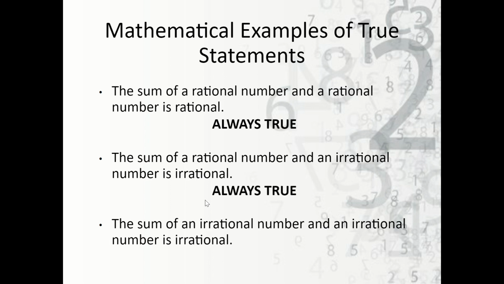Now the sum of an irrational number and an irrational number is irrational. So let's say we add pi and square root of 2. Well, that's going to be an irrational number. So that works. But what if we were to add, let's say, pi and negative pi? Well, that gives us 0, which is not irrational. So therefore, this is sometimes true.